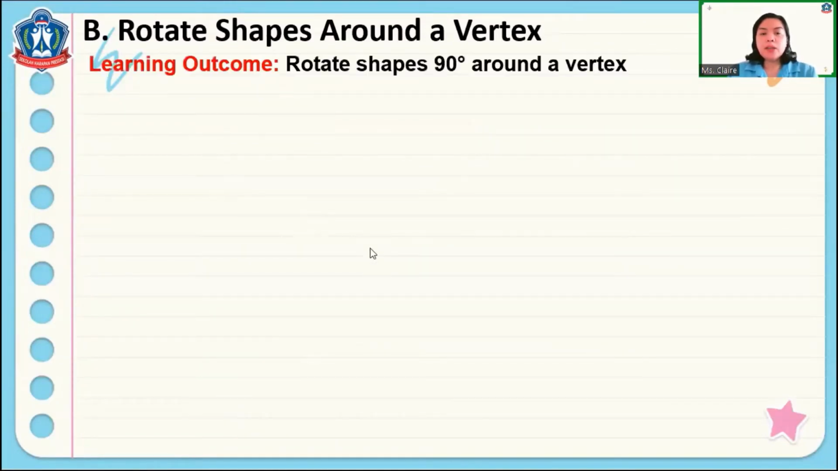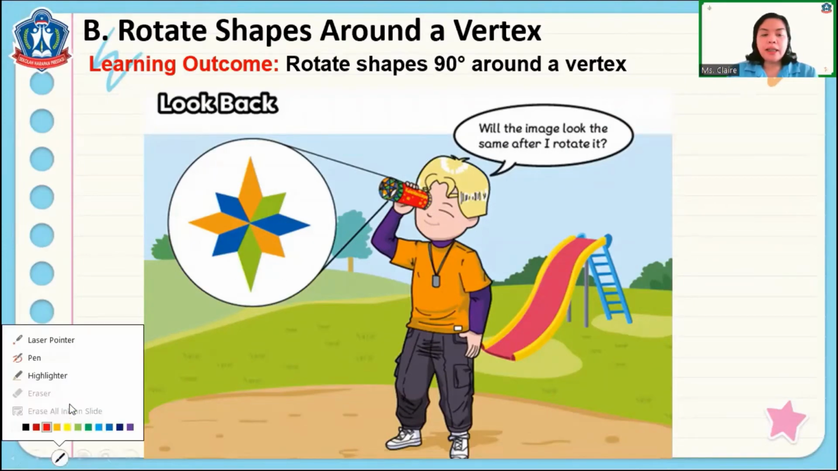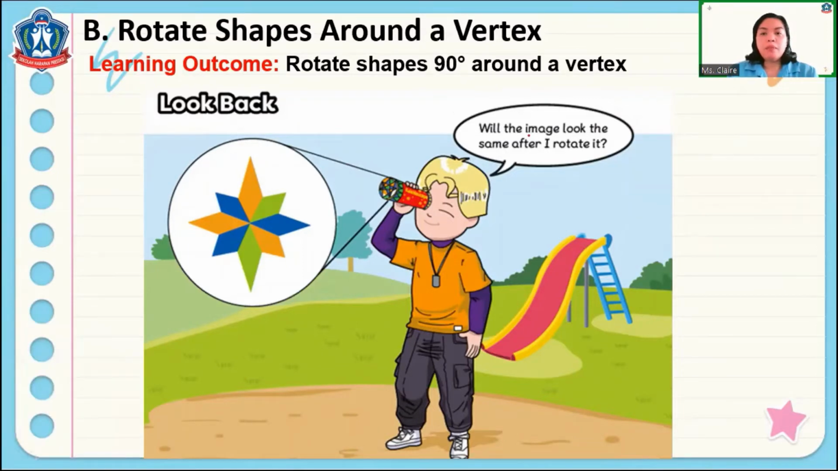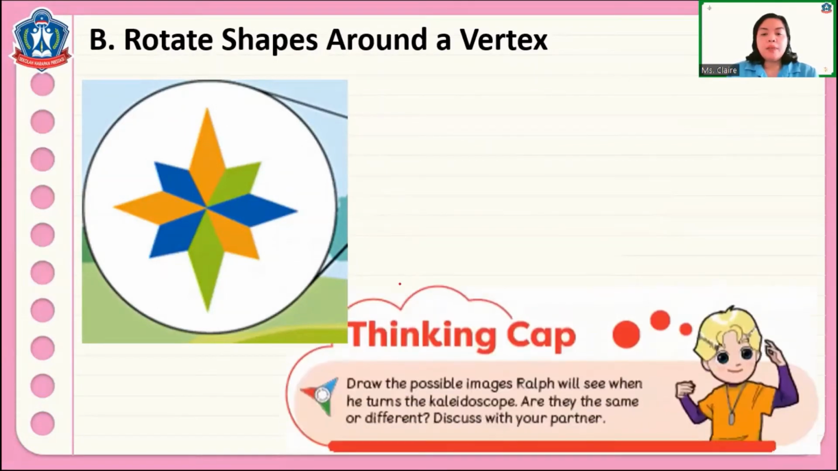So in this lesson, we are going to learn how to rotate a shape using one of its vertices. So look at this picture, children. Look at the boy. He has a kaleidoscope, and this is the picture that he saw inside, the pattern, the shape on his kaleidoscope. Now, will the image look the same if we rotate this? Okay, so if we enlarge the shape, it looks like this. So will this image, children, be the same as the original one if we rotate this? So stay tuned as we discuss more about rotating shapes.